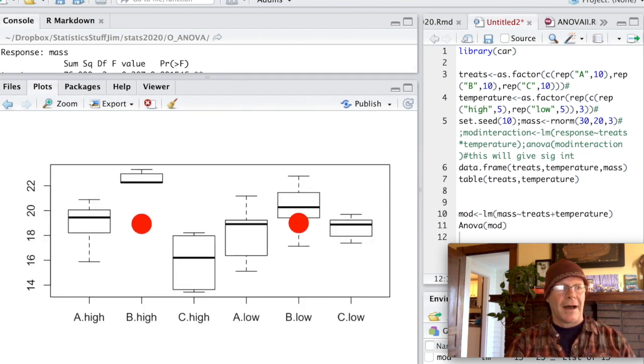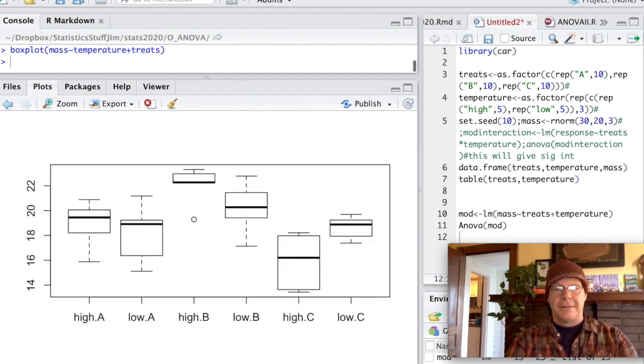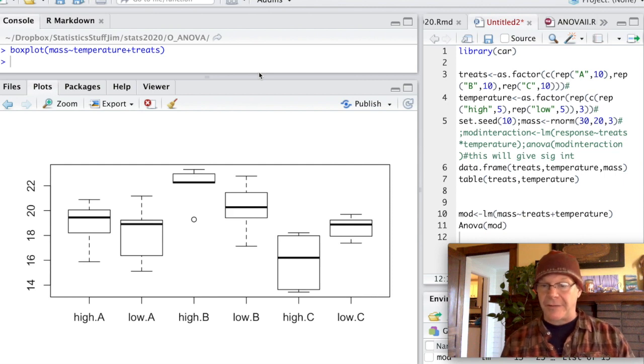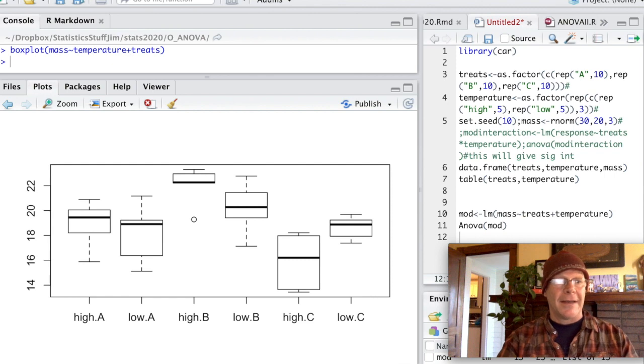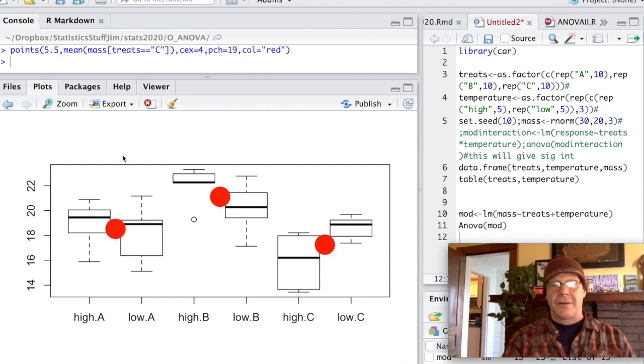Likewise, I can reorganize the box plot. And so now I have treatment A here, and then treatment B, and then treatment C with high and low temperatures next to one another. And now we can think about what is the hypothesis that's being tested for the different treatments. And again, what I'll do is I will plot the means. So this is the mean of A across both temperatures. This is the mean of B across both temperatures. And this is the mean of C across both temperatures.